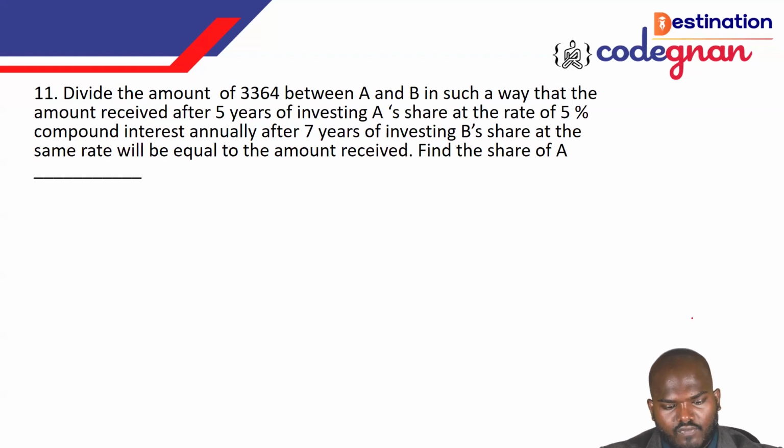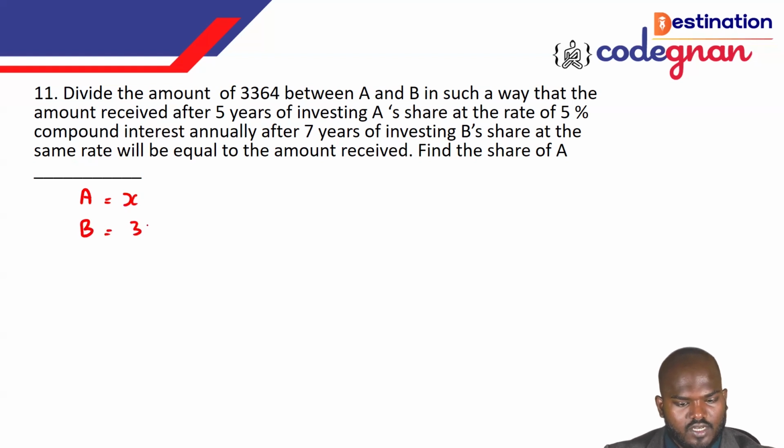So to find the share of A, I'm calling it X, same as in the previous question we have done. So A's share is X, then B's share is 3364 minus X.